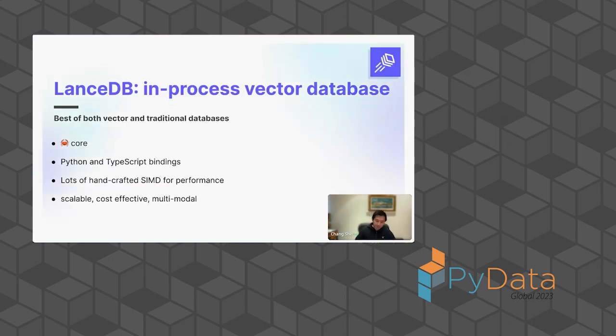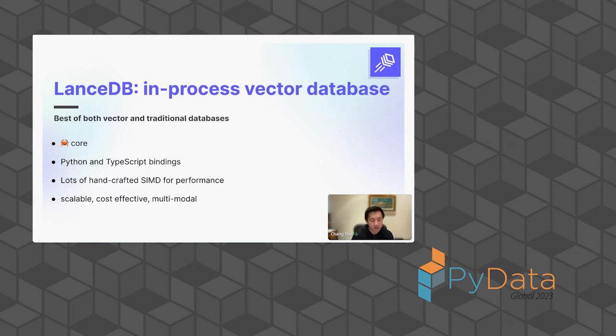Now, LanceDB is an open source in-process vector database. And we think that it gives the best of both vector databases and traditional databases. What in-process means is that it runs in the same process as your application. Another word for it is an embedded database, where you don't need to spin up another server or worry about operations and connecting to it. It's like SQLite or DuckDB.